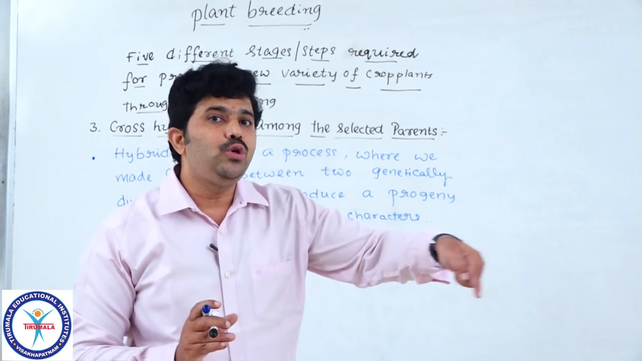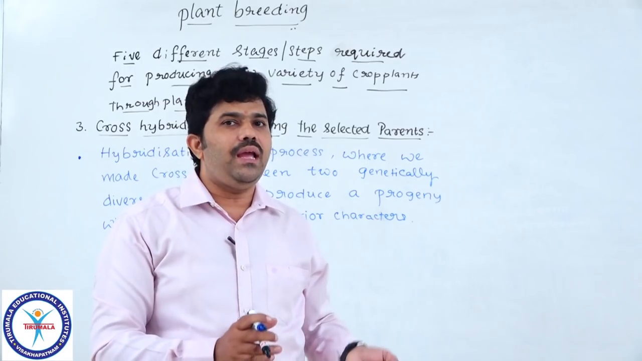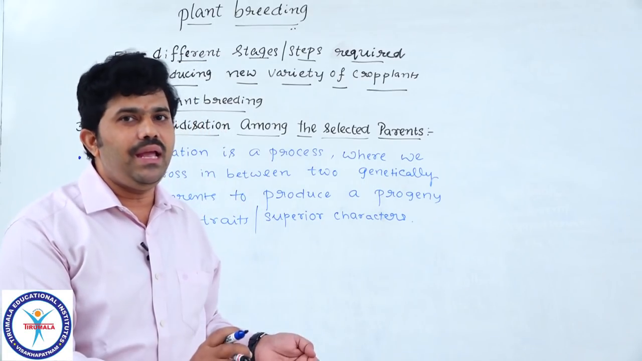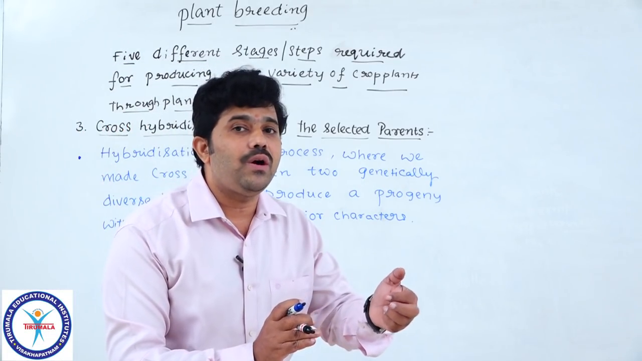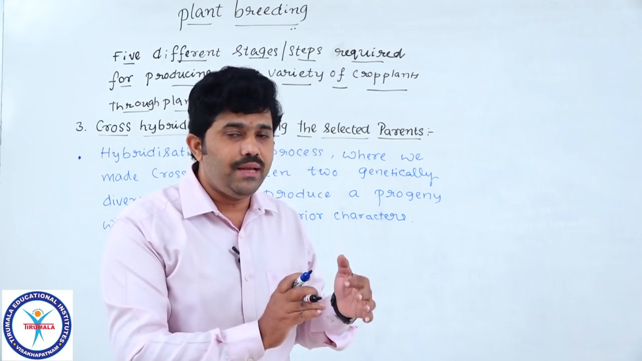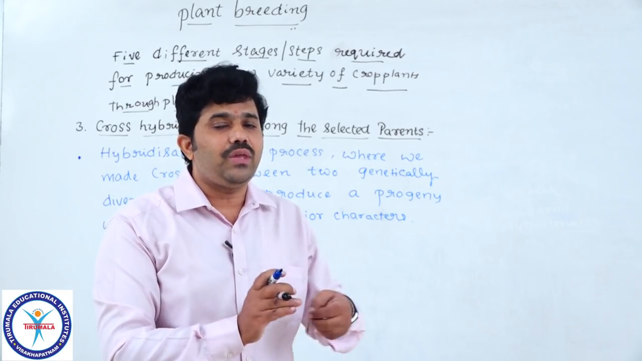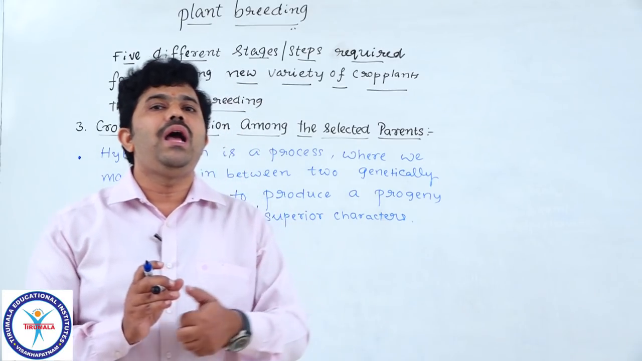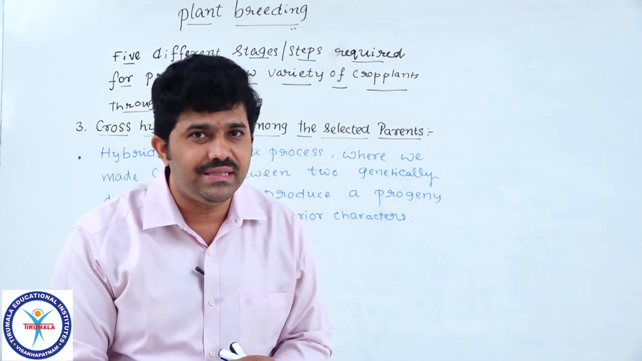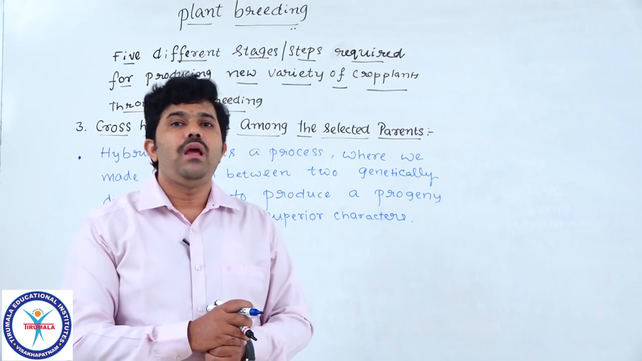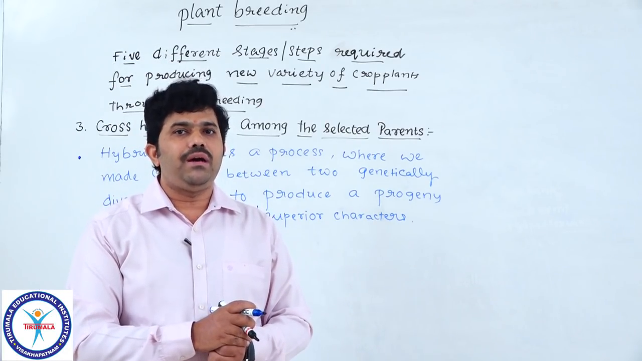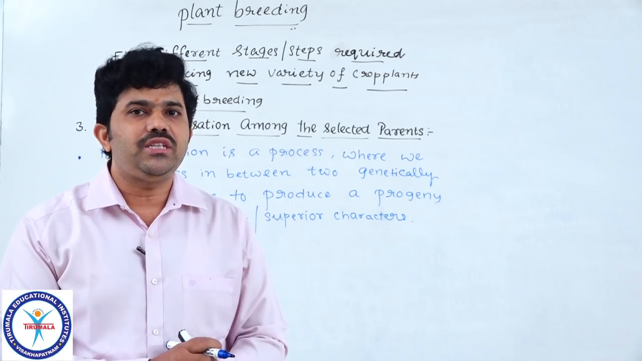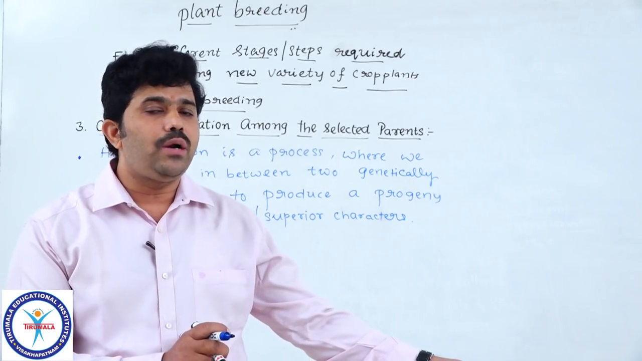So we have to do one process here. On the plant we marked as female parent, before maturation of the stamen or androecium, we have to remove all the male reproductive organs, the stamens, from the flower. The process is known as emasculation. Already in the 11th class we learned about the emasculation process. Emasculation is also called artificial hybridization, because we do that activity, not nature. Understood?